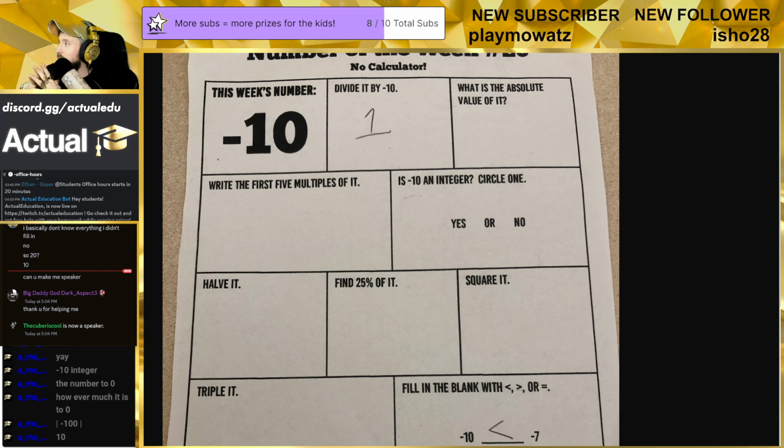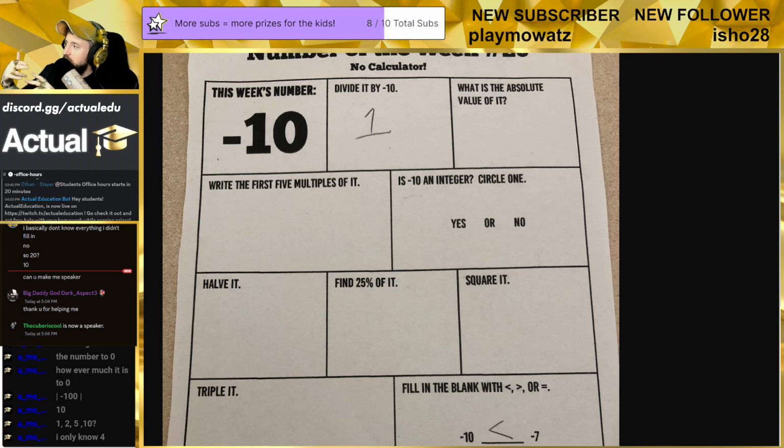You're good. Okay. Is there like multiples, like negative numbers? No. So multiples, they mean like if you were to multiply this by 1, by 2, by 3, by 4, by 5. I don't think it's the factors. If they ask for the first 5 factors, then what Monkey's saying is correct. That would be 1, 2, 5, and 10. Yeah, those are factors. Multiples is like multiples of -10.